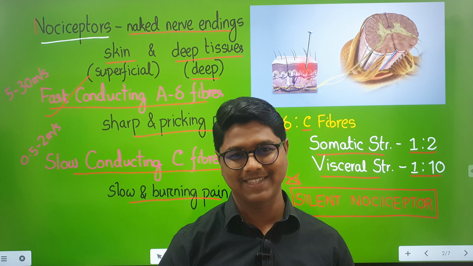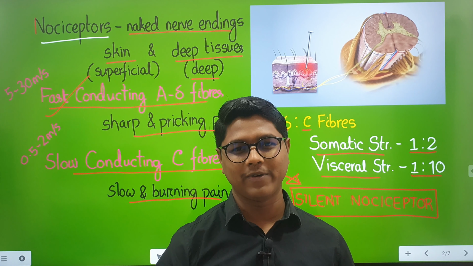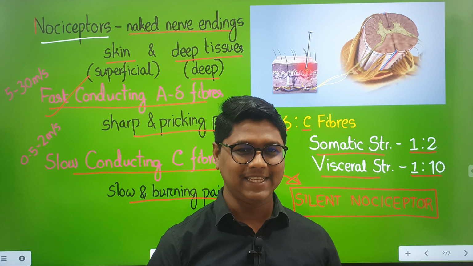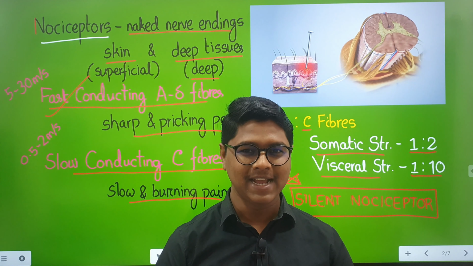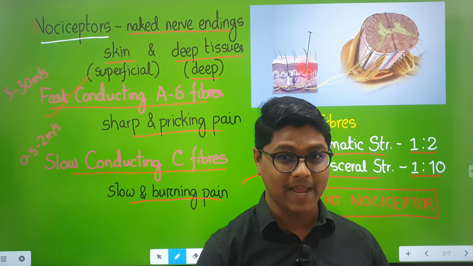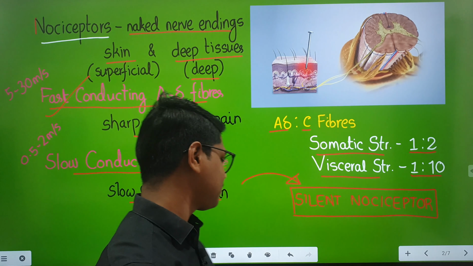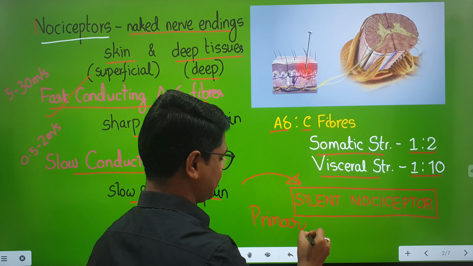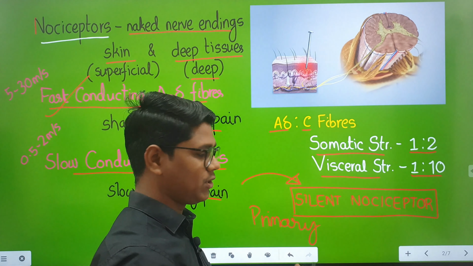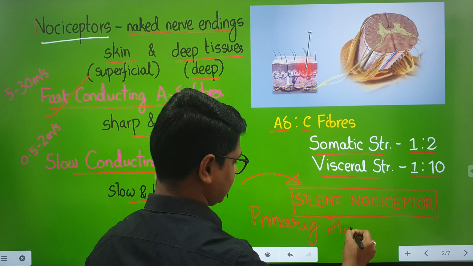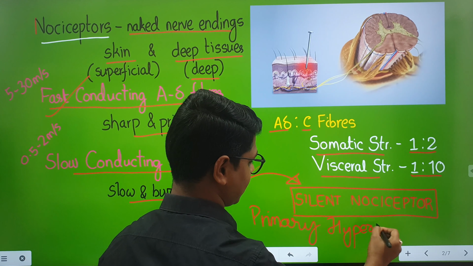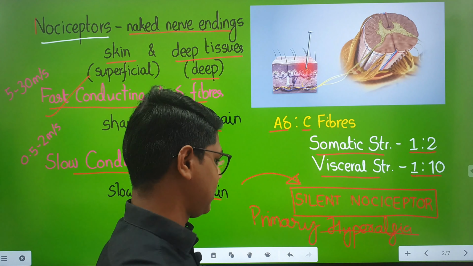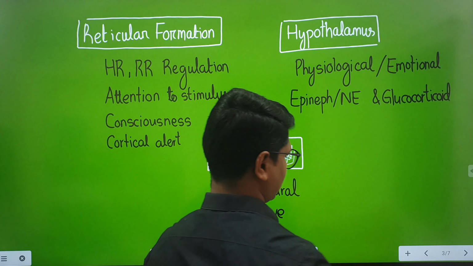On the day of the blessing there will be the starting of inflammation, and when the inflammatory mediators reach your blood circulation, these silent nociceptors get activated, and the phenomenon is known as primary hyperalgesia. Just after inflammation, the sensation of pain increases. Primary hyperalgesia. Analgesia is absence of pain. I am sorry, hyperalgesia.